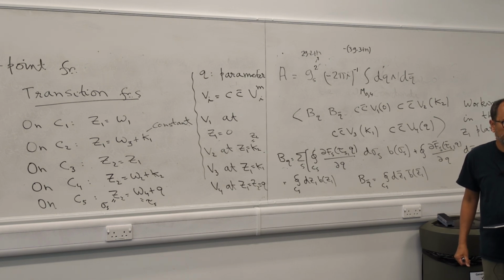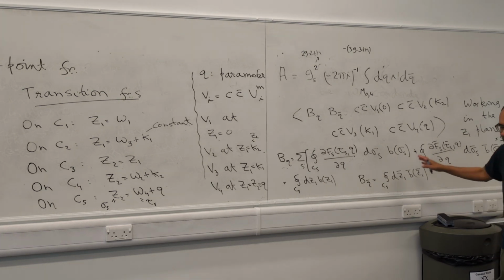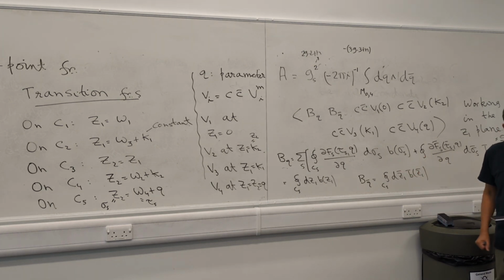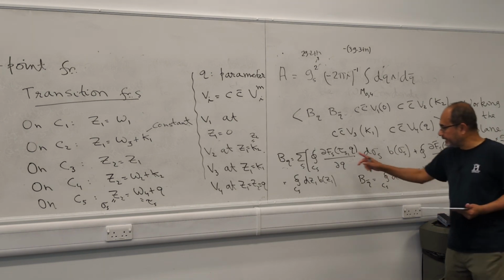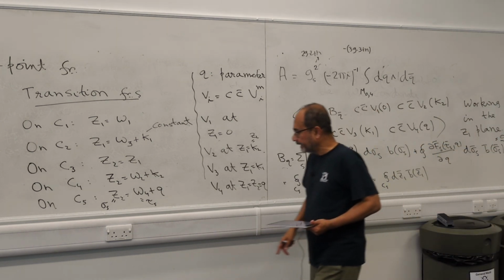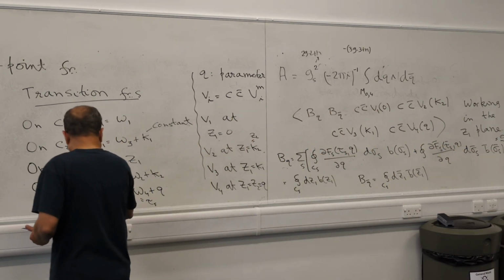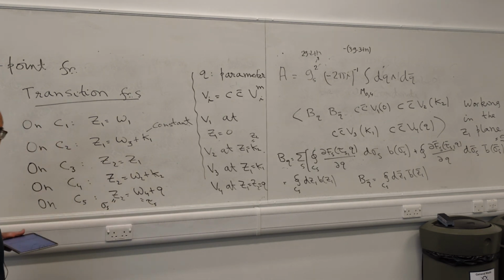Is that clear? Okay, this is simple enough. So if it's not clear, please ask. It's just applying what I had introduced earlier, the definition of BI in this particular case, right? And we are using the fact that the only Fs that depends on Q is F5, the transition function across C5.